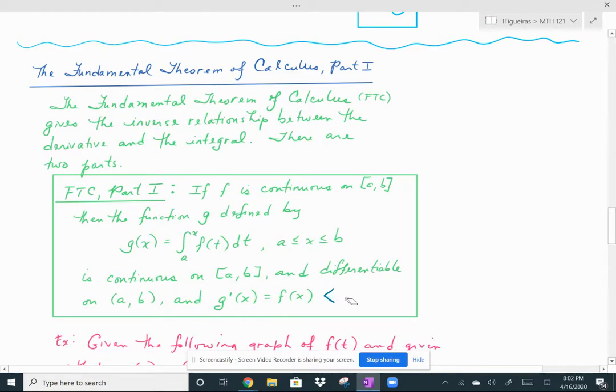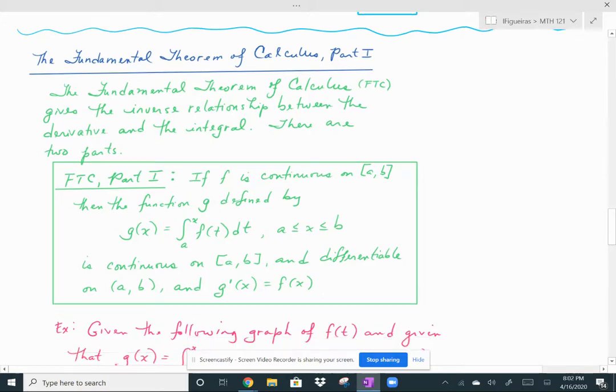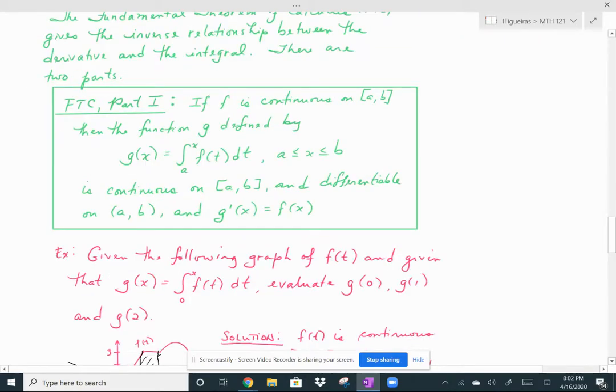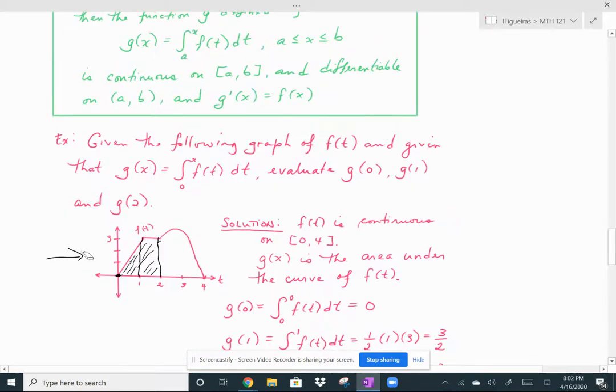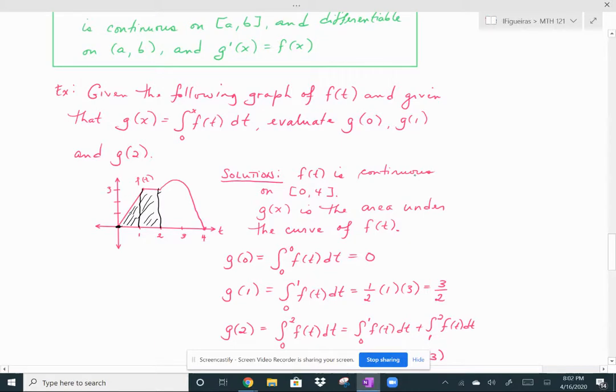Okay, so we're going to use this theorem in order to compute some information. So given the following graph of f of t, which is here in pink, and given that g of x is defined to be the integral from 0 to x of f of t dt, we want to evaluate g of 0, g of 1, and g of 2. All right, so first let's notice that f of t satisfies the theorem. It's continuous. You can see that from the graph on a closed interval here from 0 to 4.